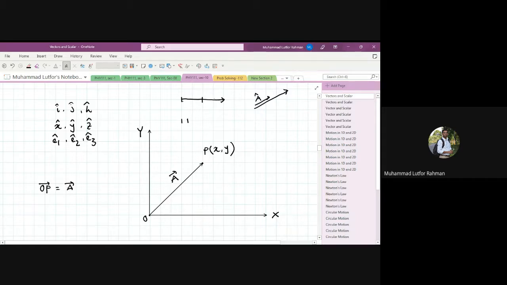So in general, you can say that vector will be x i hat plus y j hat, right? But how do we write down this one?